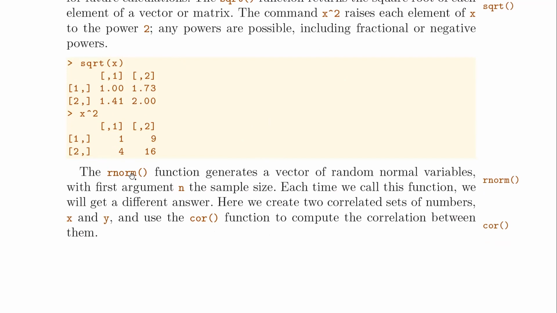We've been using this function quite a bit these past few sessions. How do you need to read it? rnorm. Norm is a specific random variable. It's the one where I usually mention heights of individuals, IQ results. The rnorm function generates a vector of random normal variables with first argument n, the sample size.